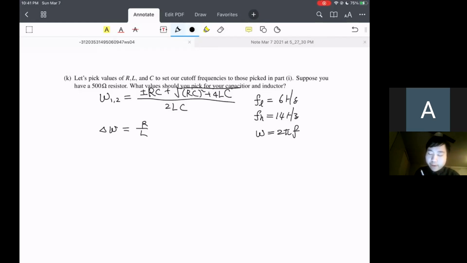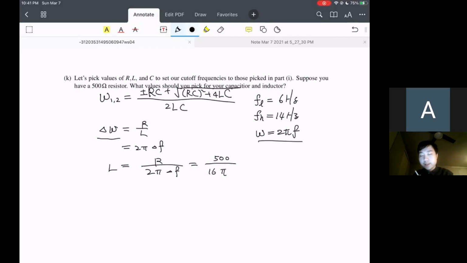And we know our R, right? On the other hand, we know that delta omega is equal to 2 pi delta f, because this relationship is linear. Okay, so we know that L must just be R over 2 pi delta f. It's just going to be 500 over 16 pi, since the delta f is 8 Hertz. So the resulting inductor must be 9.95 henries.